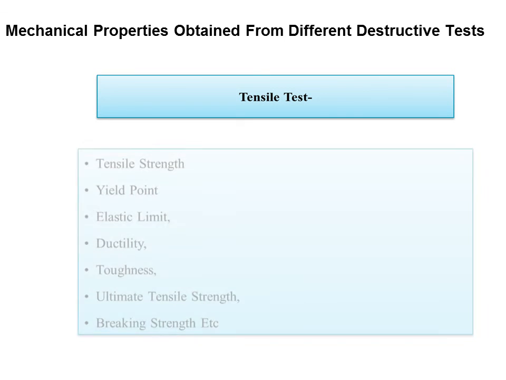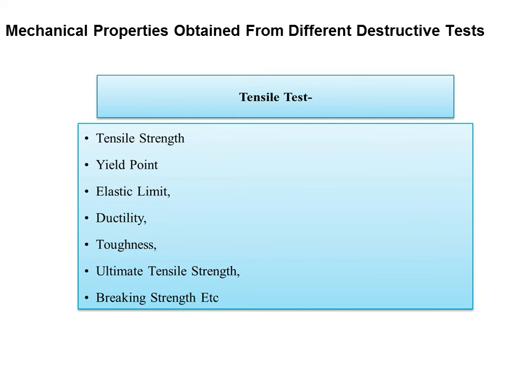Now, mechanical properties obtained from different destructive testing, and as we saw in this video, the tensile test. The mechanical properties obtained from the tensile test are tensile strength, yield point, elastic limit, ductility, toughness, ultimate tensile strength, breaking strength, etc. And by obtaining these details, we can develop or research on that material or metal, and we can give the proper mechanical properties of that sample specimen.